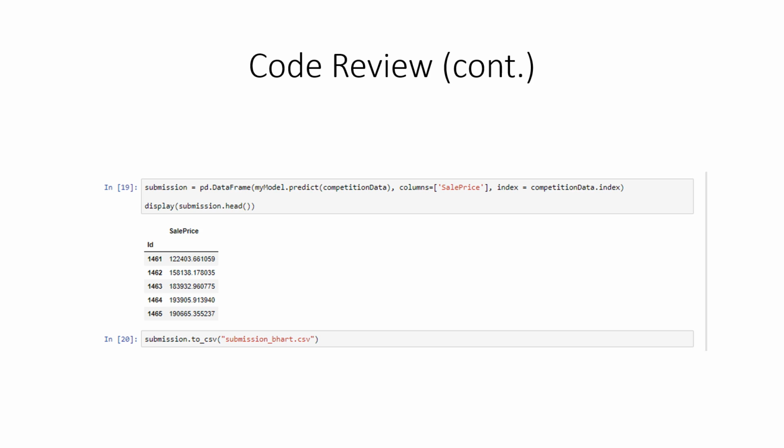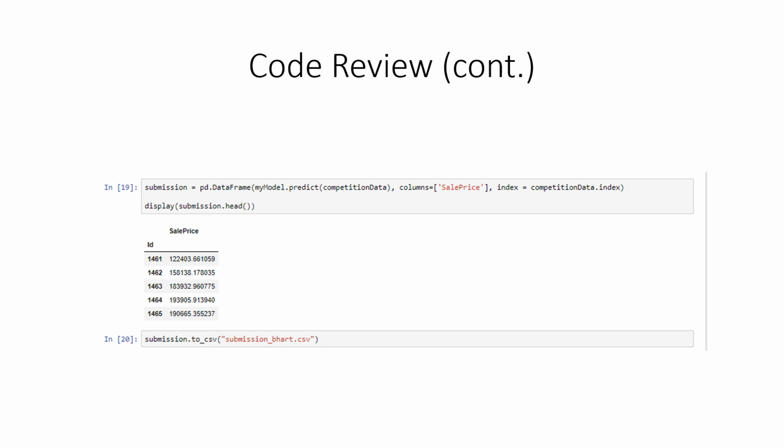So finally, what we're going to do is create a new data frame called submission, because this is something that's required for Kaggle. We have to give them back our predictions. We're going to say pd, that's our pandas library, dot DataFrame. We're going to create it out of my model dot predict method, and we can't give it X and Y's, right?